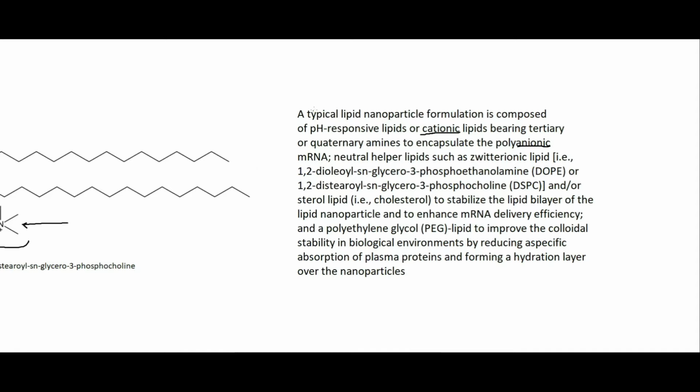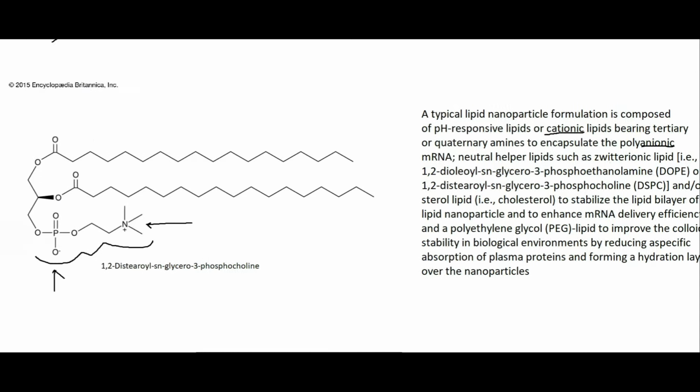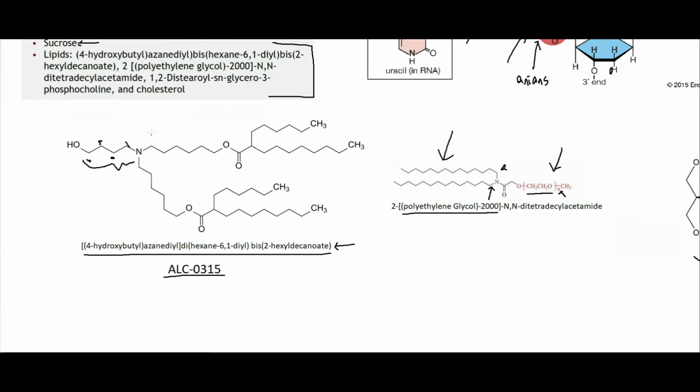And so the tertiary or quaternary amine is what we can see right here. This is a tertiary amine right there, and that is the tertiary amine that it's talking about. And so that amine can become protonated. A hydrogen can actually bond to that nitrogen there based on whether it's in the right pH.